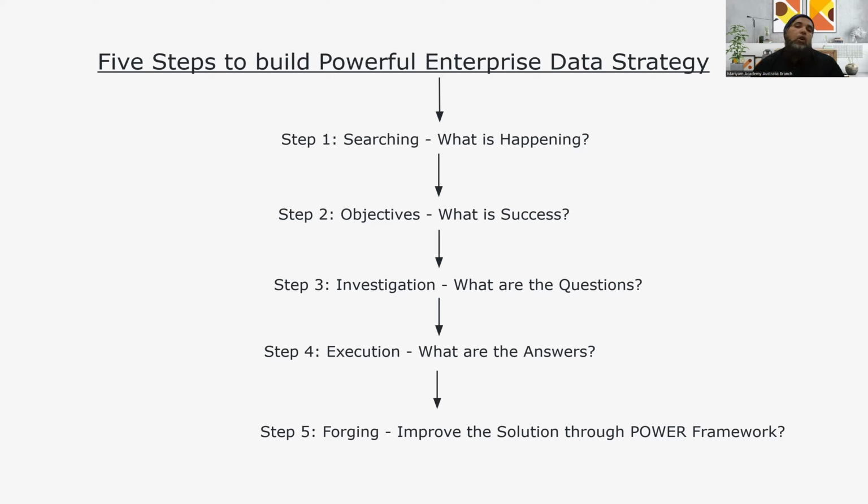We never stick on one solution forever. Every solution requires improvement, and that's how technology is improving and moving forward, right? So forging means improving the solution through the POWER framework. Now, the POWER framework is quite interesting because it has five major steps. One is the solution should be positive. The second one is any objections on the significance of the solution should be addressed. Third, what else can be added to the solution?